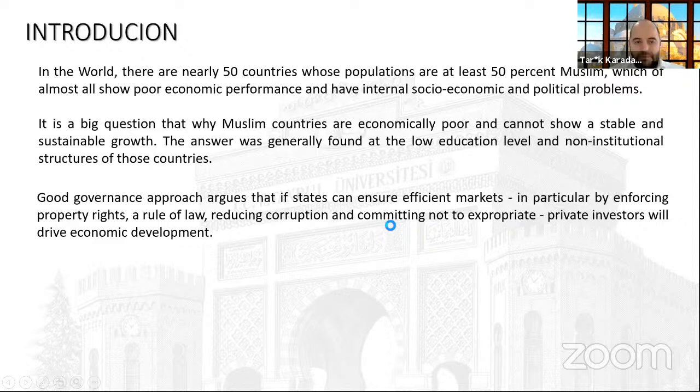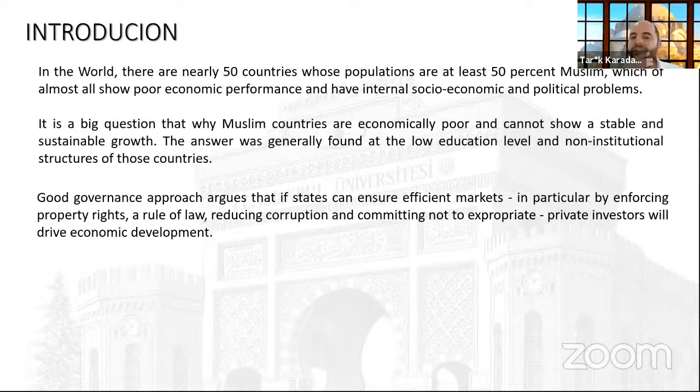The good governance approach argues that if a state ensures efficient markets, for example, by enforcing property rights, rule of law, reducing corruption, etc., then private investors will come and drive the economic development itself.